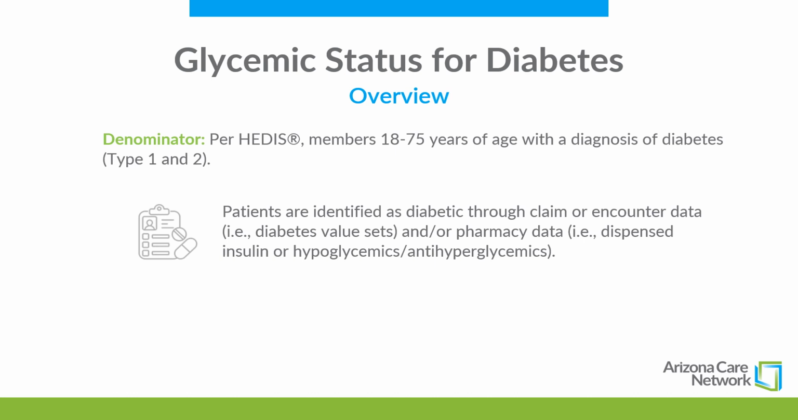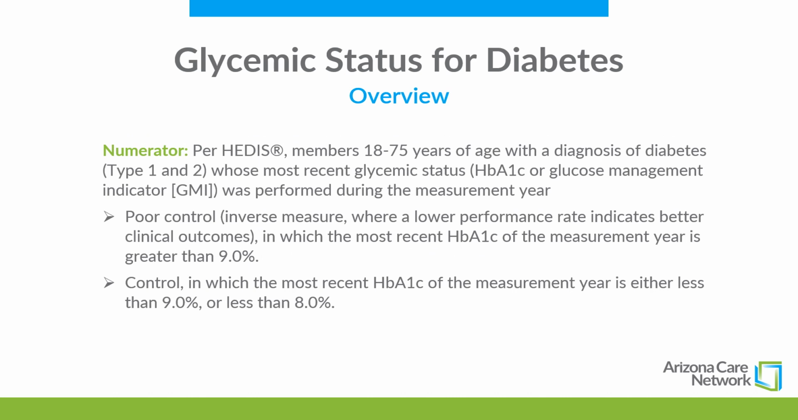determine a diabetes diagnosis. The numerator includes members 18 to 75 years of age with a diagnosis of diabetes whose most recent glycemic status was performed during the measurement year. Poor control is considered greater than 9%. Control is either less than 9% or less than 8%. Glycemic status assessments vary across payer contracts. The numerator has been revised to clarify that CPT Category 2 code modifiers should not be used.